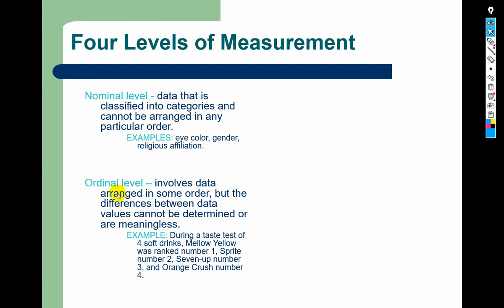Ordinal is the other level, the second level, where you still have non-numeric data, you cannot do any operations, but you can order your data. You have a specific difference, and that difference can be used to order or rank your data.